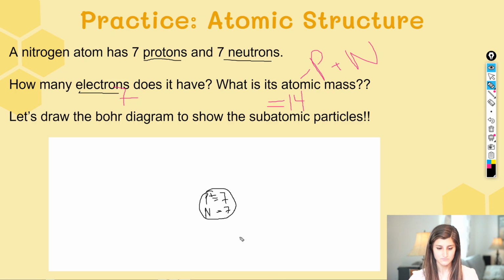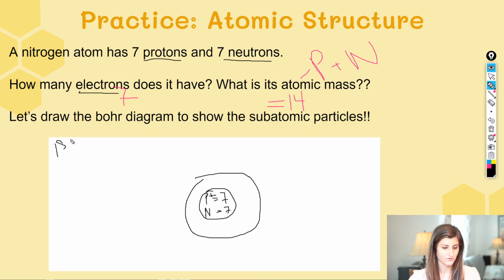Now we also have to figure out these electrons. Remember, the electrons go around the nucleus of an atom. So what we want to remember is that first orbital. How many electrons can go around the first orbital? It's 2. A maximum of 2 can go around the first orbital. We have a total of 7, so we definitely can fit 2 on there.